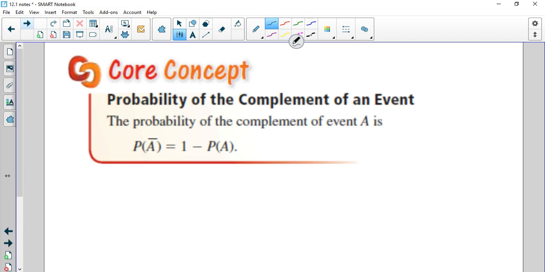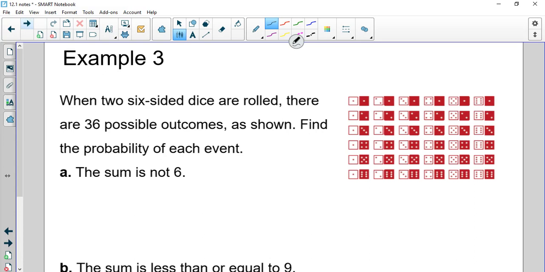All right, so here is a new core concept. The probability of the complement of an event is 1 minus the probability of the event. So in other words, what's the other percent chance of it not happening? It would be 1 minus the percent of it happening. Okay, this will make more sense here in a second.